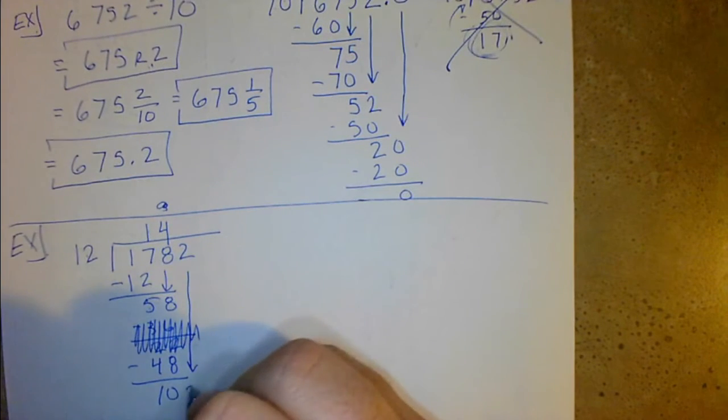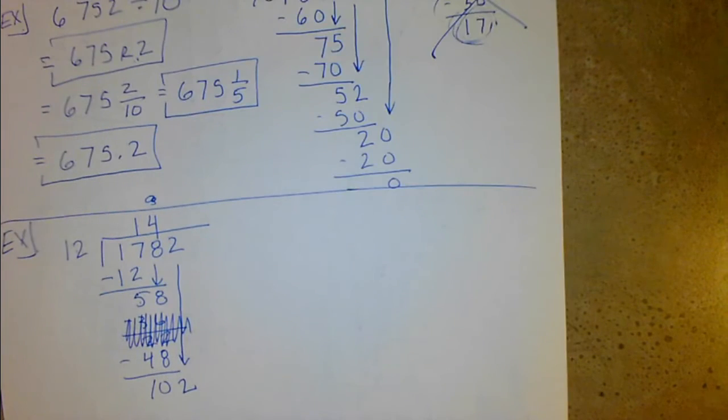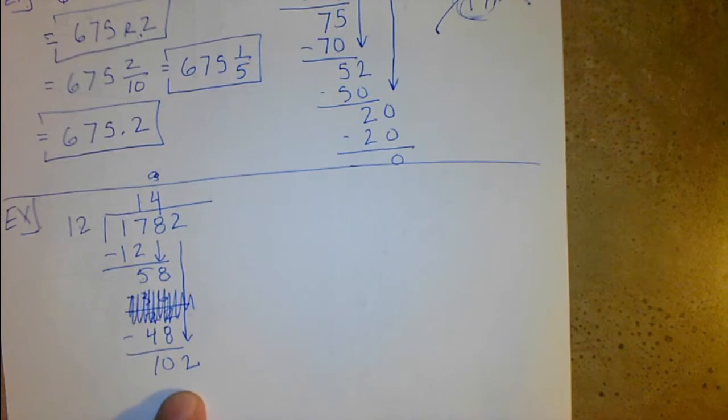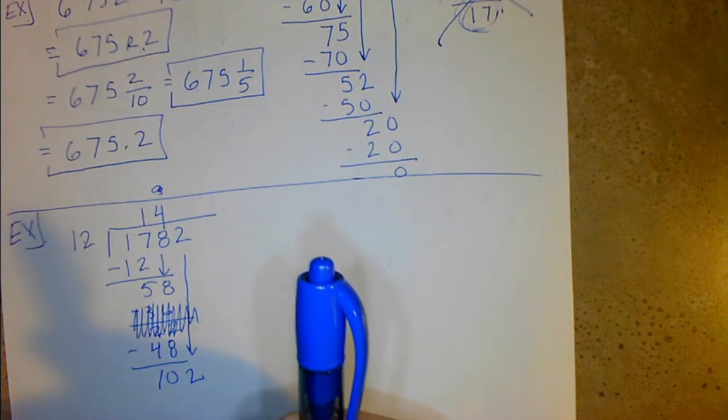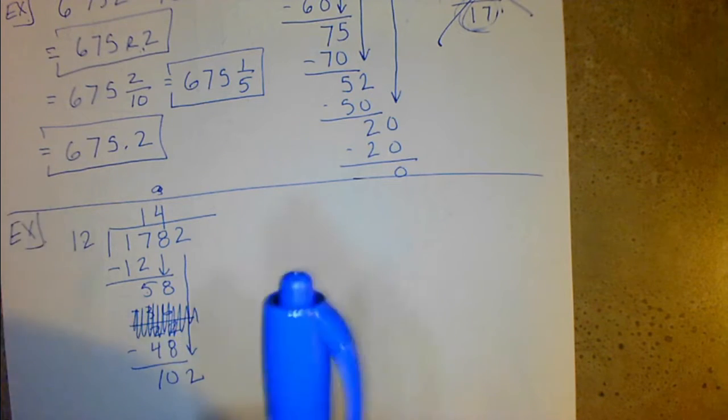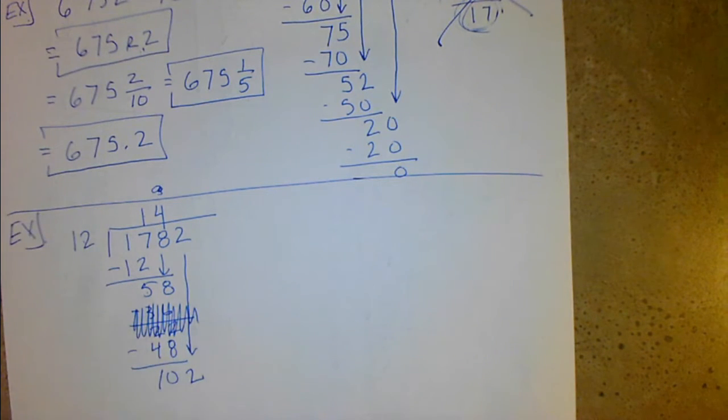And then I bring down this 2. I ask myself, how many times does 12 go into 102? Now it's a 2-digit number going into a 3-digit number. There's room for error. There's room for trial and error. Don't do math in pen like I'm doing, because you're probably going to make a mistake and guess incorrectly at least once or twice on a worksheet or something. All right? And that's totally fine.